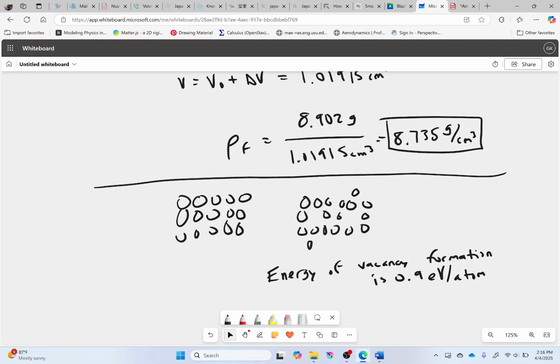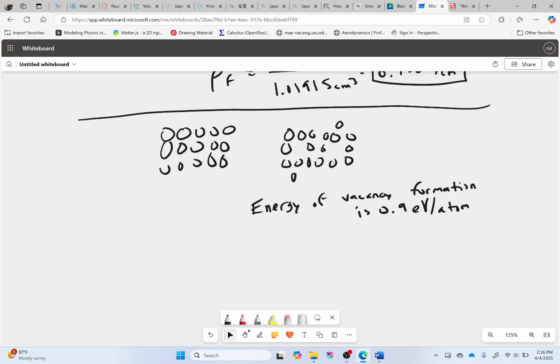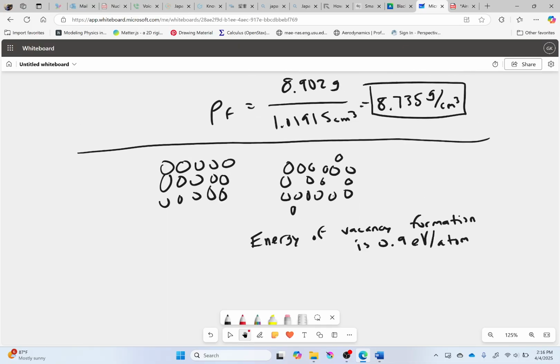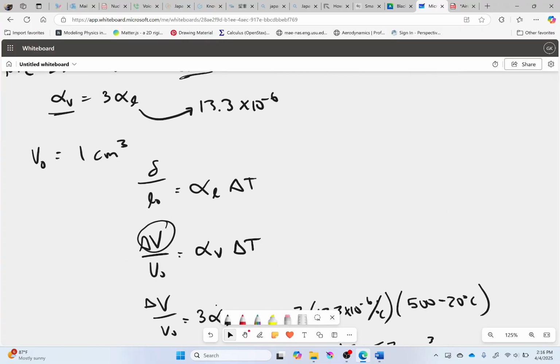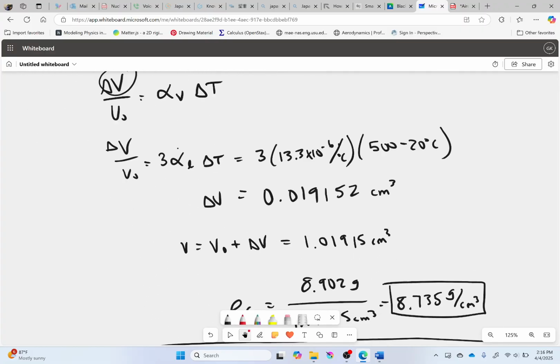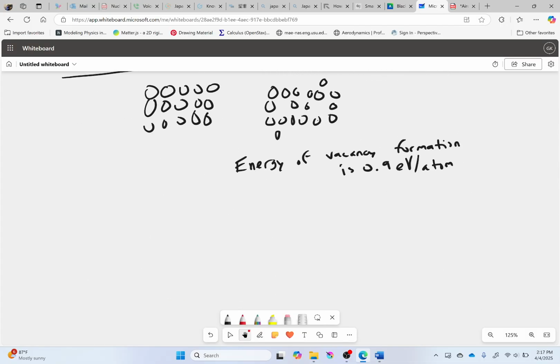So now let's figure out how many vacancies we have inside of this little block of nickel that we're dealing with. I believe this is nickel from our previous part. Let's see. Yes, nickel. We can do this. Let's get to it. Okay, first off, how many nickel atoms do I have? Well, the amount of nickel atoms I have is going to be equal to Avogadro's number times the density of nickel all over the atomic mass of nickel.